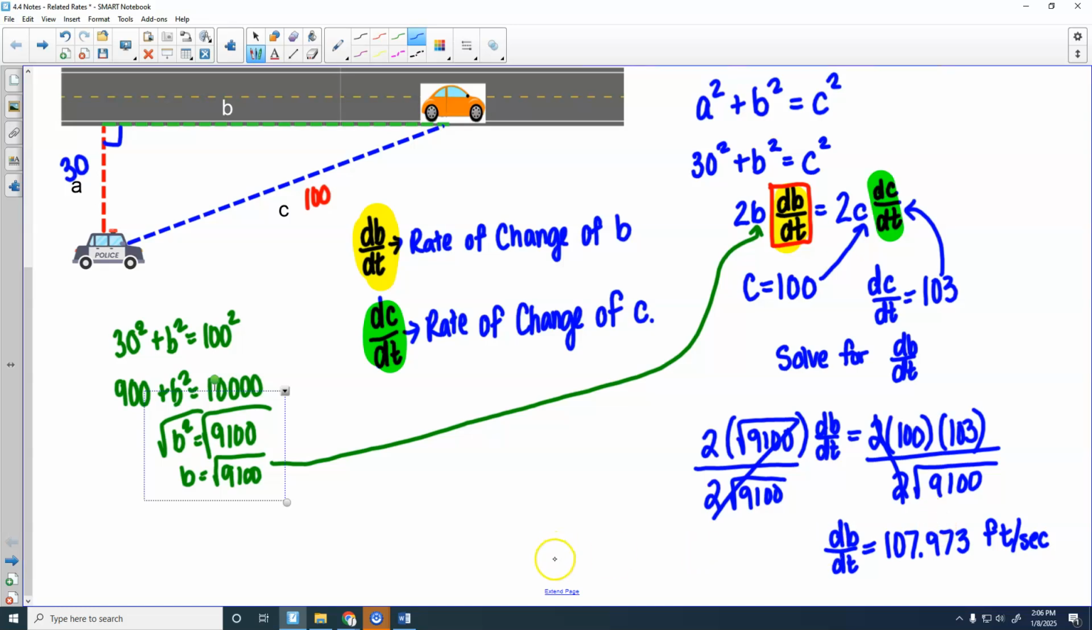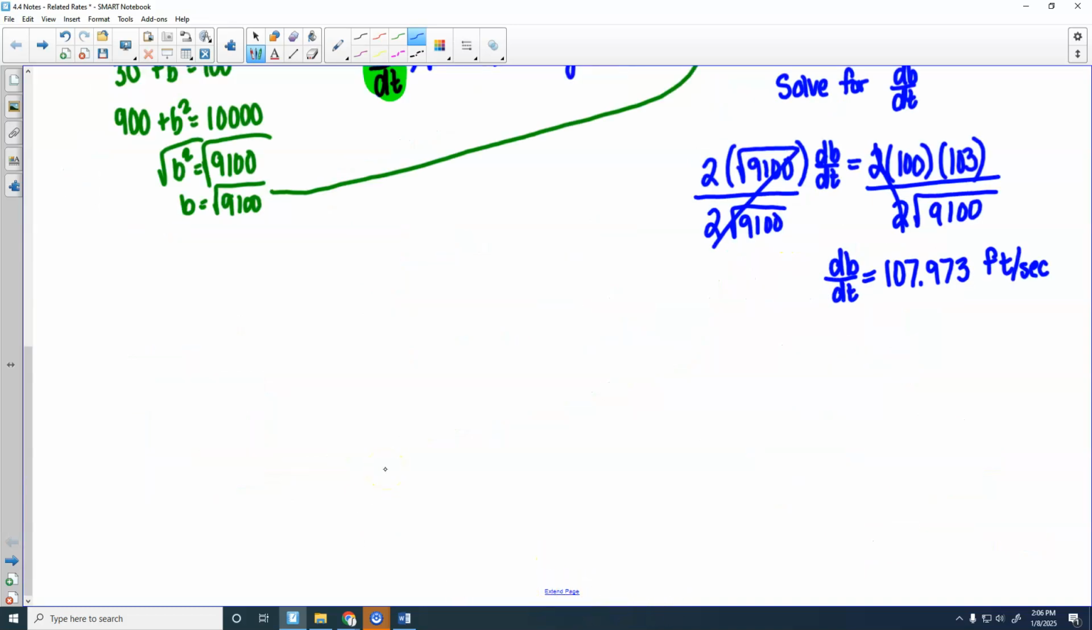Let's change that to miles per hour to see how much different it is. So if I do 107.973 feet per second, if you remember back from chemistry converting units, if seconds are on bottom, seconds need to be on top here, and we're changing that to hours. How many seconds are in an hour?